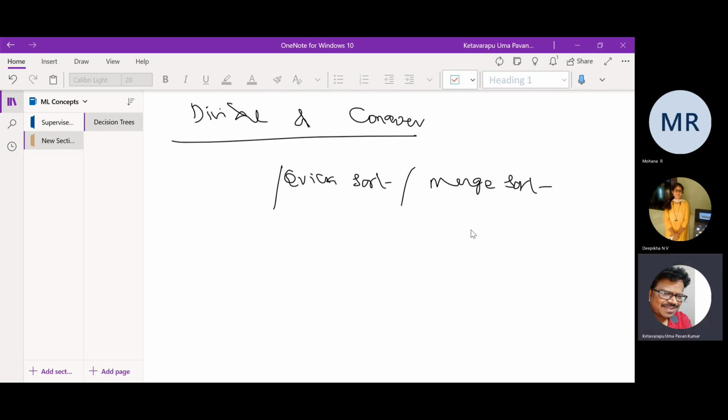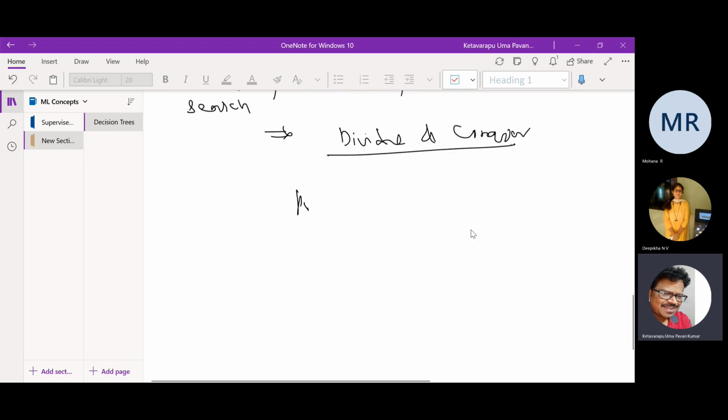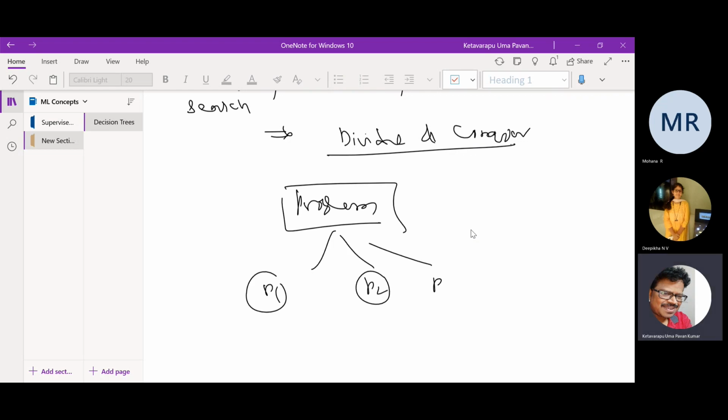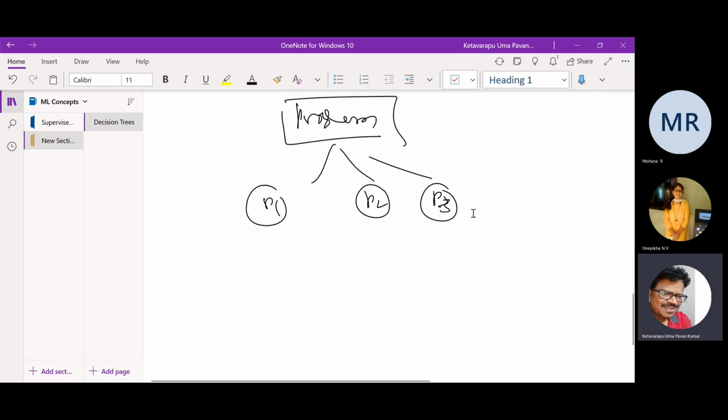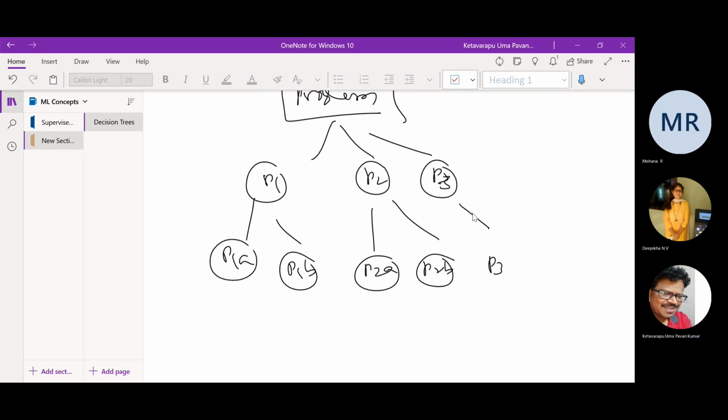Okay, all these binary sets, all these things belong to the category of divide and conquer. What do you mean by divide and conquer? Suppose I'm having a problem, and that problem will be divided into sub-problems: problem 1, problem 2, and problem 3. Again, each is divided into some more sub-problems: P1A, P1B, P2A, P2B.